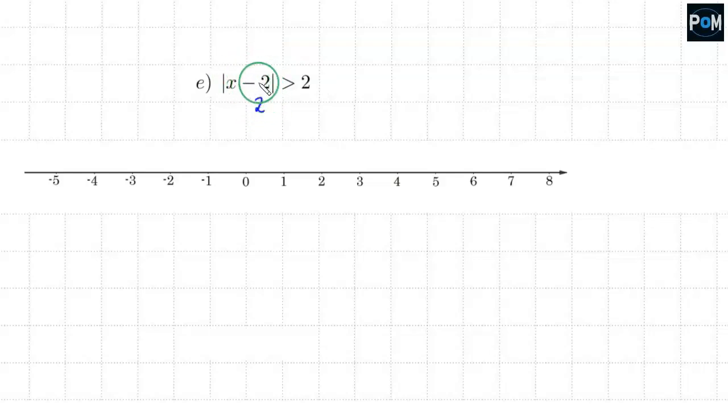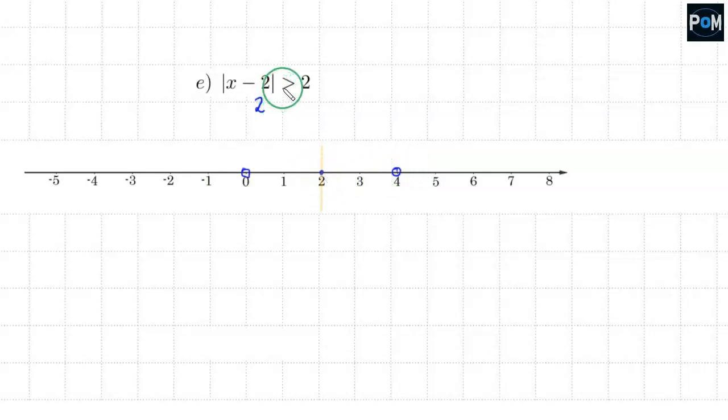First, we take the number 2, this time positive since we changed the sign here. Mark 2 on the number line and find numbers that are at a distance of 2 from this 2. 2 to the right is here. And an open circle because the inequality is strict. And 2 to the left of this 2, which is here, again, an open circle. In these spots, here and here, the distance from this 2 is equal to 2.